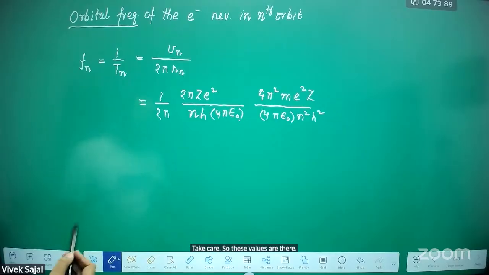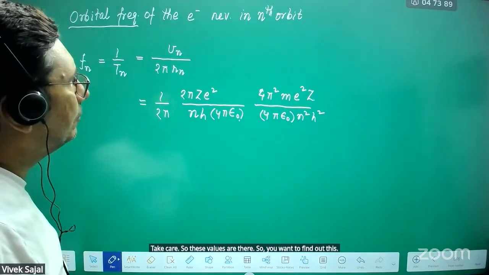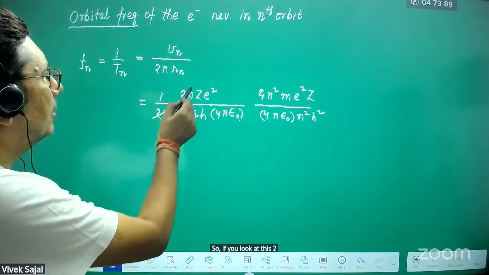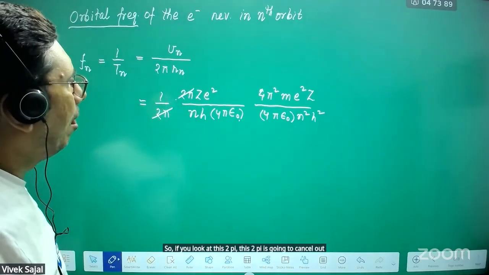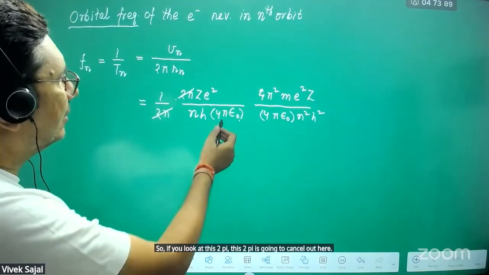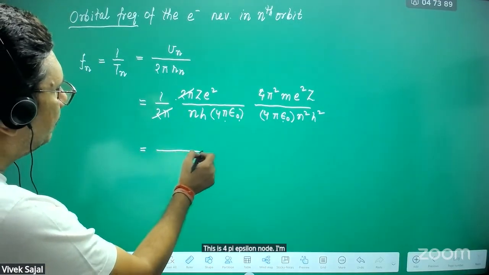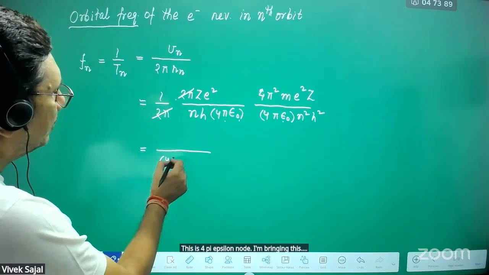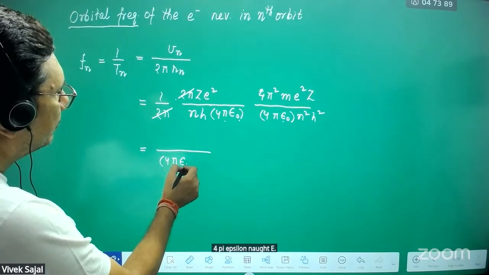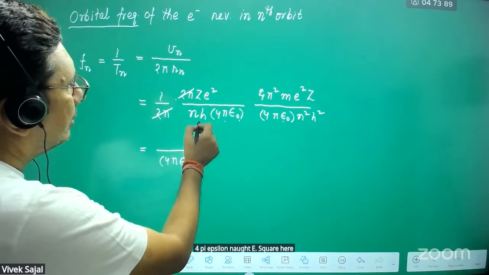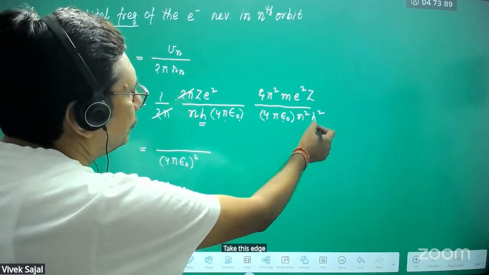So you want to find out this. So if you look at this, 2 pi, this 2 pi is going to cancel out here. This is 4 pi epsilon naught. I'm bringing this 4 pi epsilon naught here, squared here. ठीक है, this h and this h cubed here.